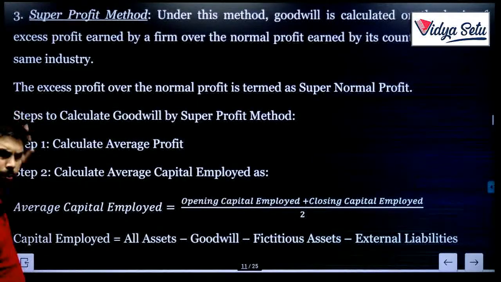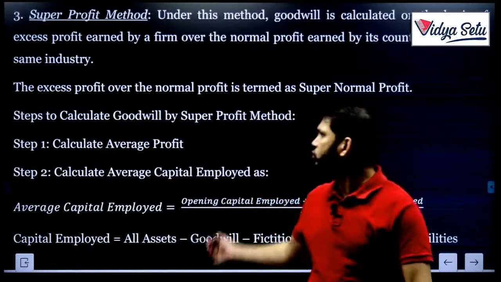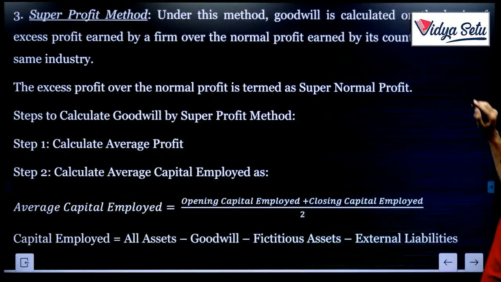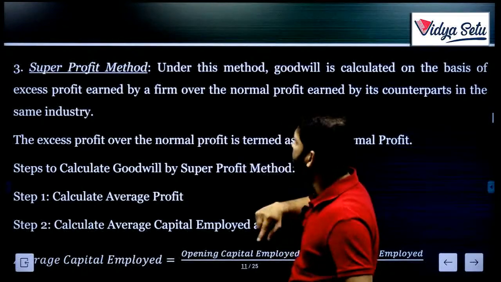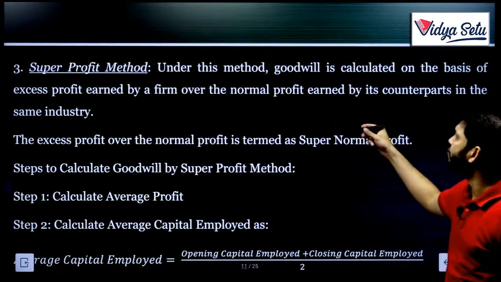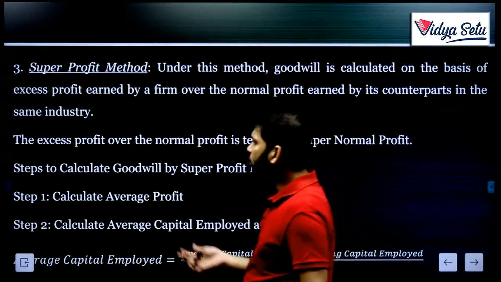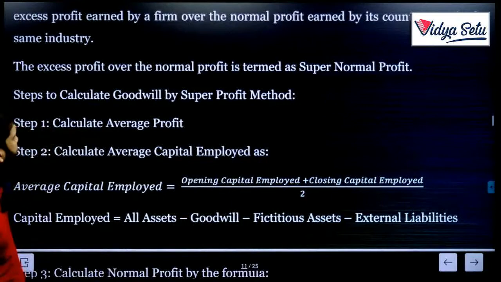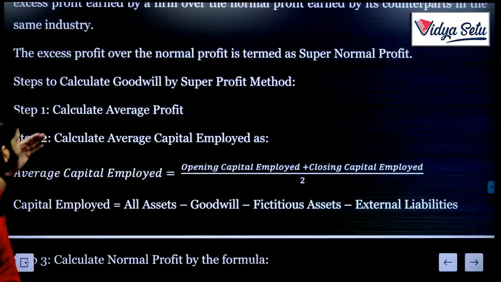The third one is super profit method. This is the method which is generally asked in the question also. So, under this method, goodwill is calculated on the basis of excess profit earned by a firm over the normal profit earned by its counterparts in the same industry. So, the excess profit over the normal profit is termed as super profit. Steps to calculate goodwill by super profit method. Now, what are the steps?